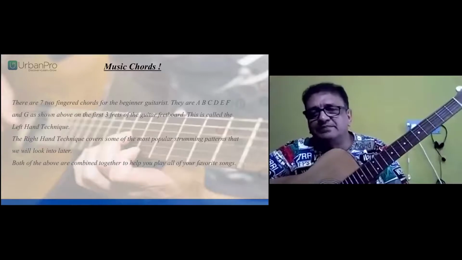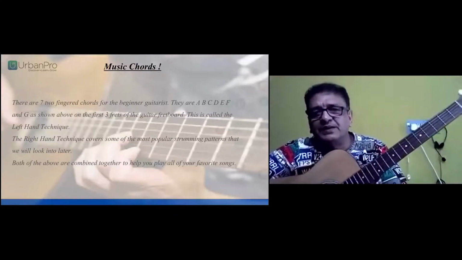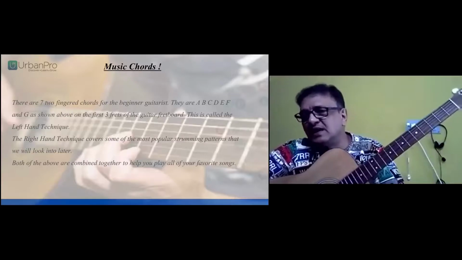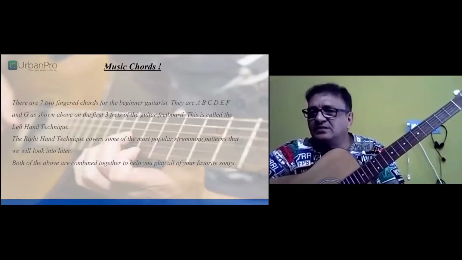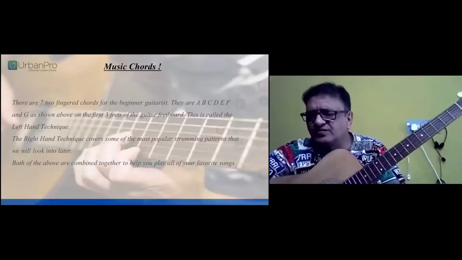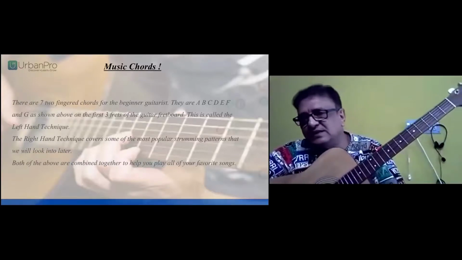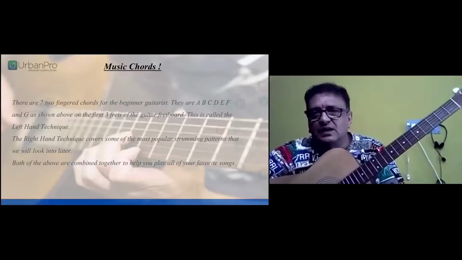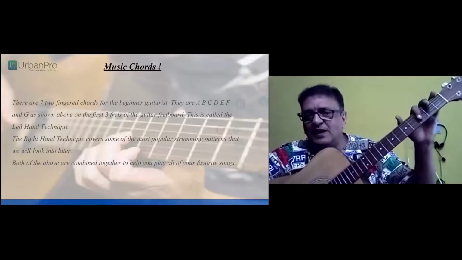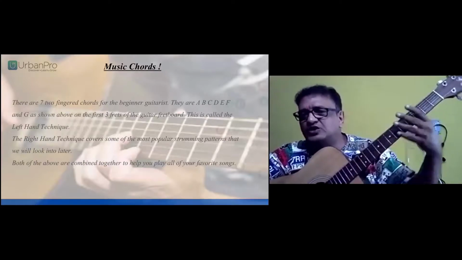So one more time. Let me repeat. There are 7 two-fingered chords for the beginner guitarist, and they are named after the first letters of the 7 letters of the alphabet: A, B, C, D, E, F, G. And you've seen that on the picture. And we call this the left hand technique. Why? Because it's with our left hand that we are shaping these chords.